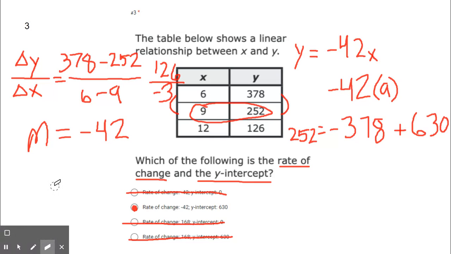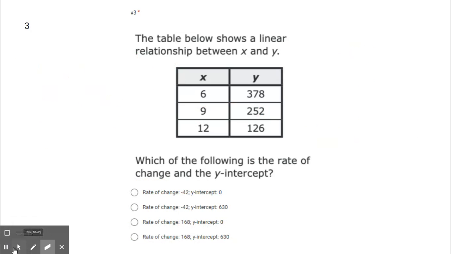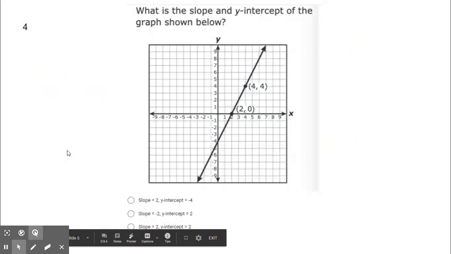Okay, we're moving on to the next question. Oh, wait, I meant the whole screen. Oops, there we go. So we're moving on to the next question.